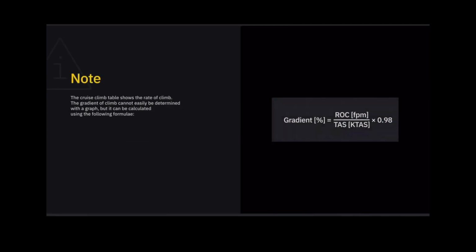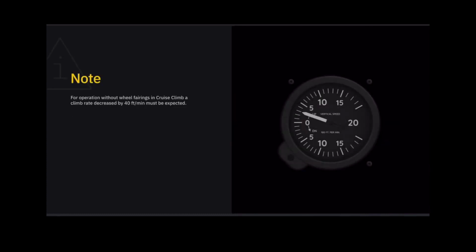Note: the cruise climb table shows the rate of climb. The gradient of climb cannot be easily determined with a graph, but it can be calculated using the following formulae. Note: for operation without wheel fairings in cruise climb, a climb rate decreased by 40 feet per minute must be expected.